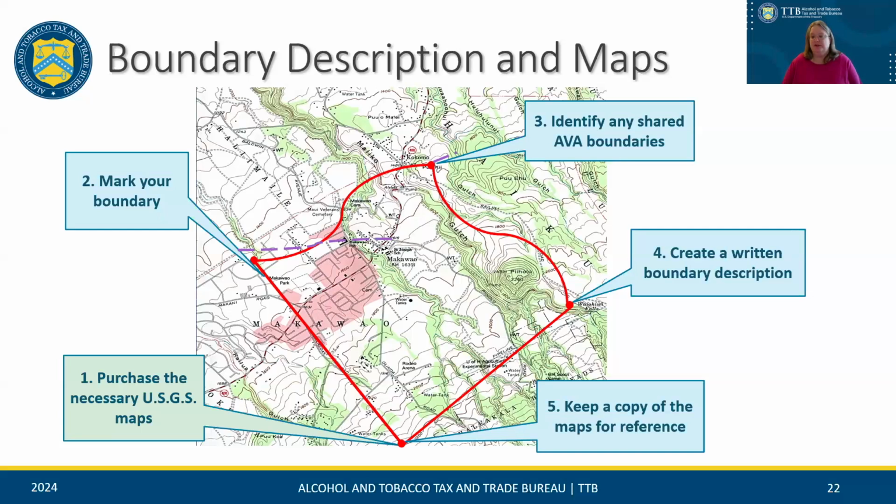And finally, once you've created your map and your boundary description, it's a good idea to keep a copy for yourself for reference. That way, if TTB has any questions during either the review process of your petition or during the actual rulemaking process, we can contact you and you'll have a very good idea of what it is we're talking about.